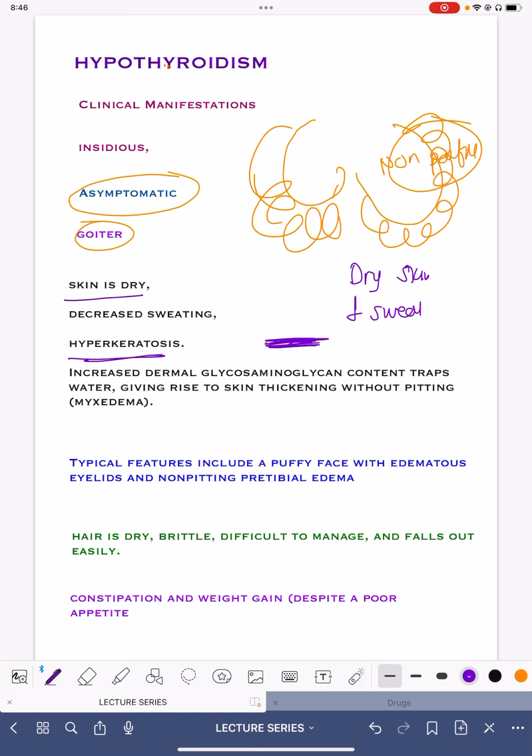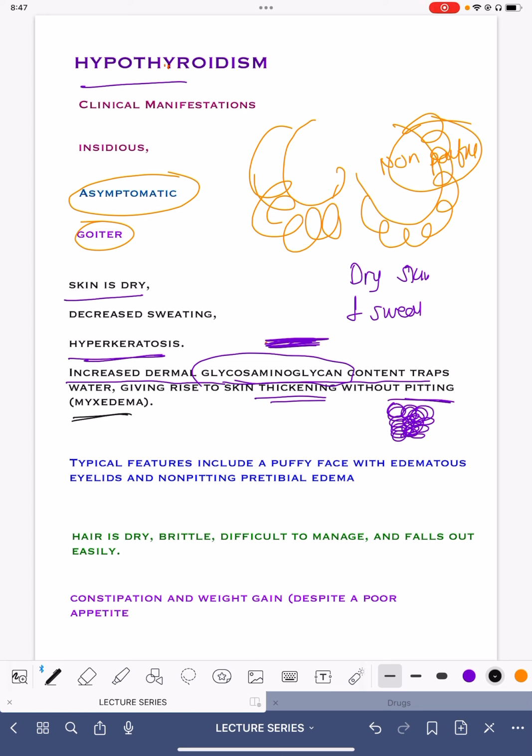That is because of the increased dermal glycosaminoglycan content, which traps the water, and it increases the skin thickening without any pitting. Because pitting we very commonly see in those patients who have kidney failure, heart failure, and this pitting typically tells that there is accumulation of free water. But in hypothyroidism, the glycosaminoglycan content is increased, and it is not actually water which is significantly trapped. So we call it mixed edema.